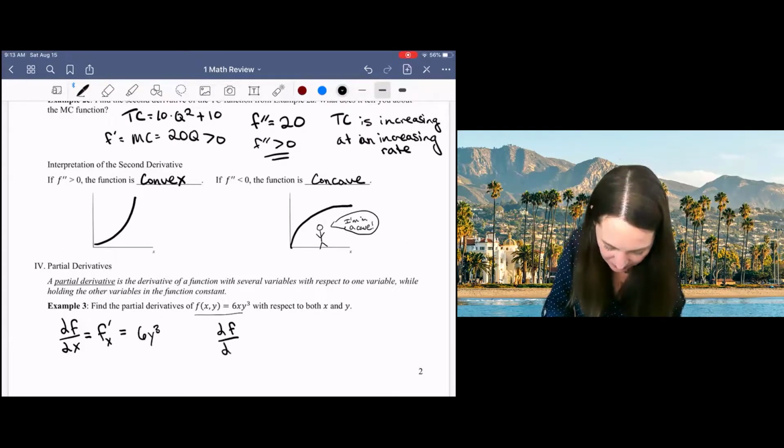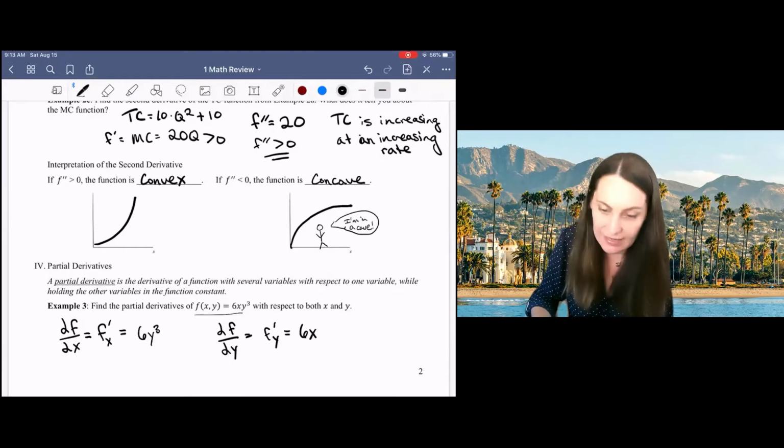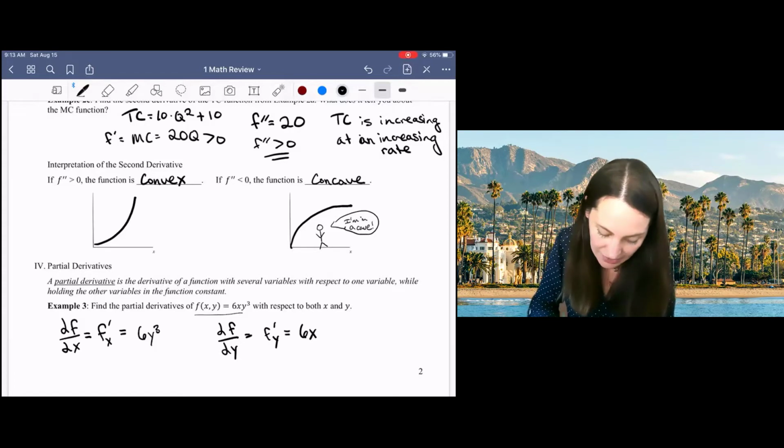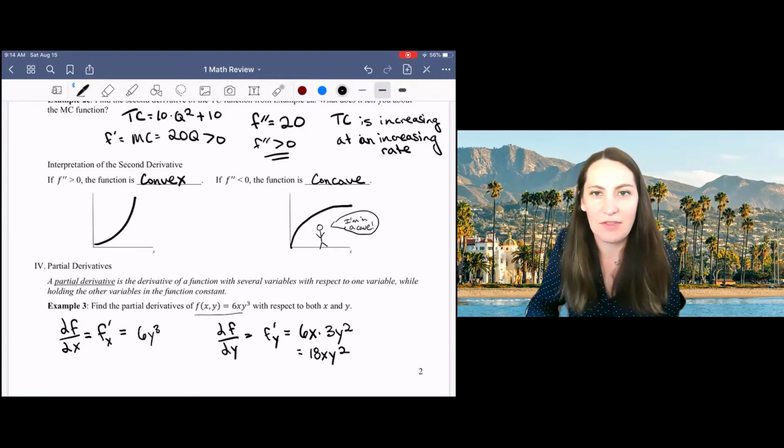Likewise, when I take the derivative with respect to y, f prime sub y, now I've got to ignore the x, so I've got a 6x as my constant, and then I take the derivative with respect to y, I get 3y squared, so at the end of the day I've got 18xy squared. All right, that sums it up for the math review.